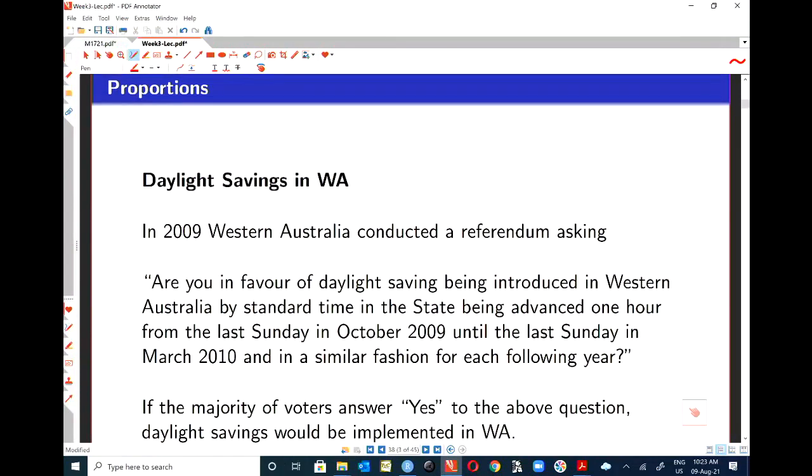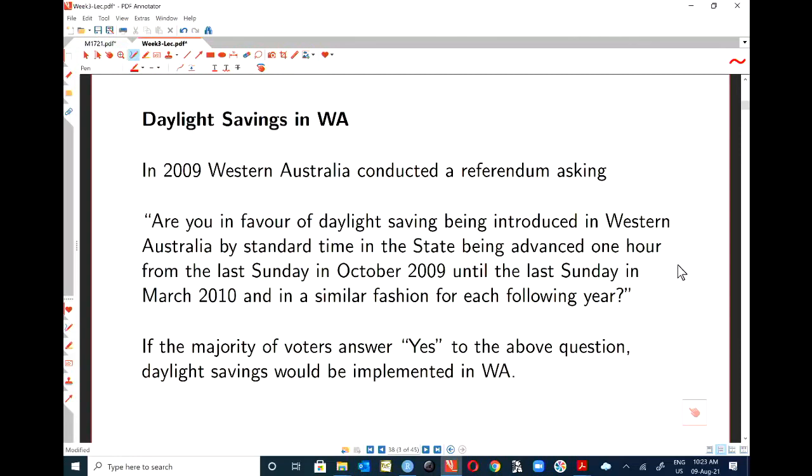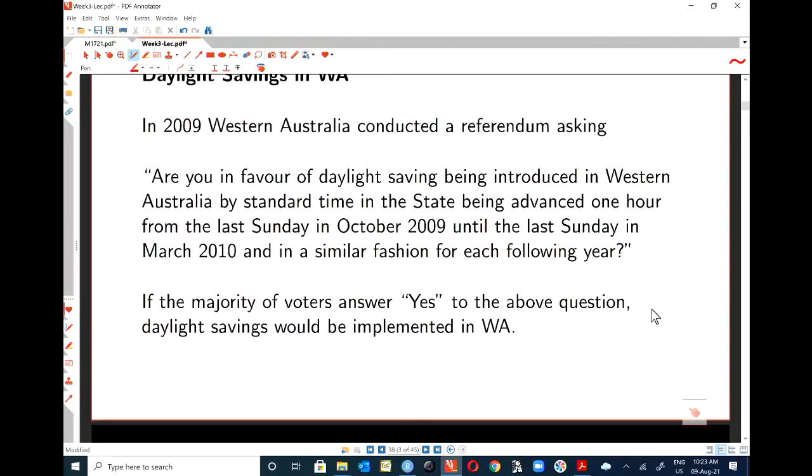So here's a question. We're looking at proportions this week. Proportions really means the percentage or proportion of a population that has a particular characteristic. Here there's a referendum in 2009 on daylight saving in Australia. The idea is the referendum will guide us to whether 50% or more of the population is in favor of daylight saving or not. So this is the question: do you want daylight saving to start from October and go till March or so in the following year?